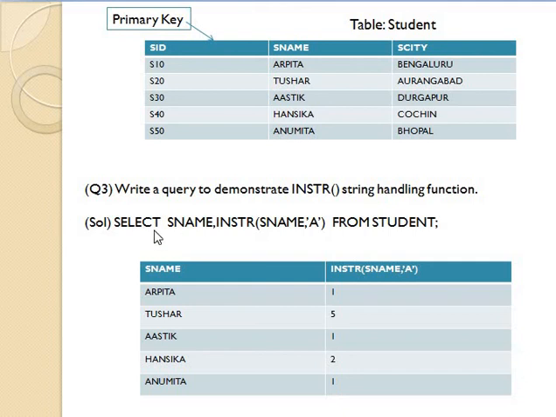As a result, upon executing this query, that is select sname, the instr function with sname and a as the arguments from the table student, it shows the column sname and the function instr(sname, 'a') as the second column in the output table with the given entries.